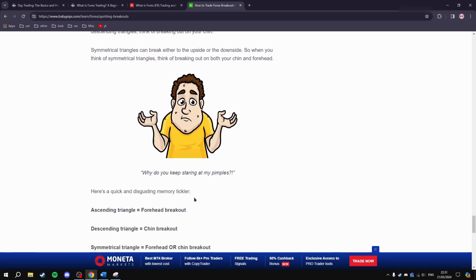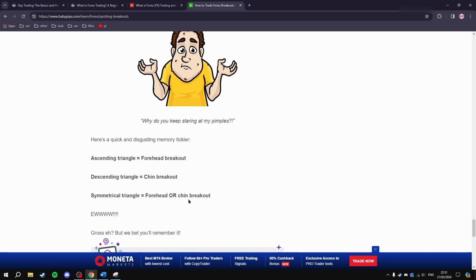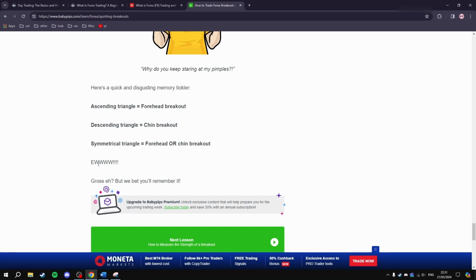Here's a quick and disgusting memory tickler. Ascending triangle equals forehead breakout, descending triangle is a chin breakout, symmetrical triangle is forehead or chin breakout. Gross, eh? But we bet you'll remember it.